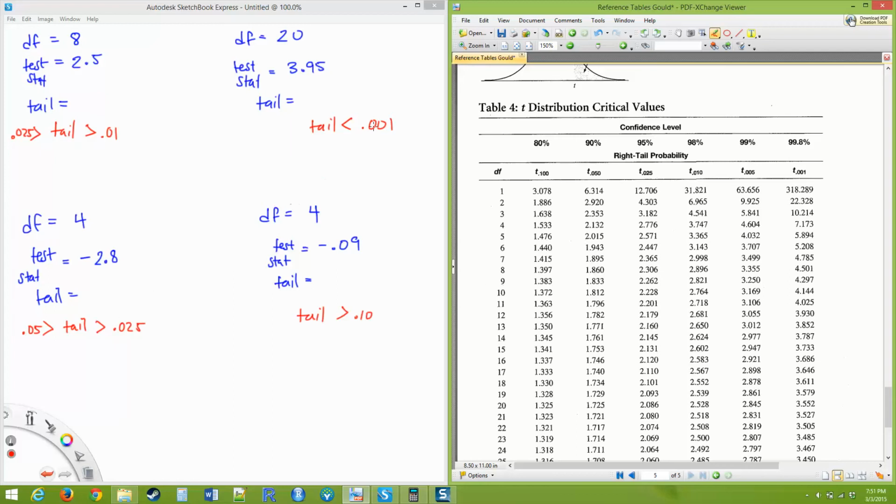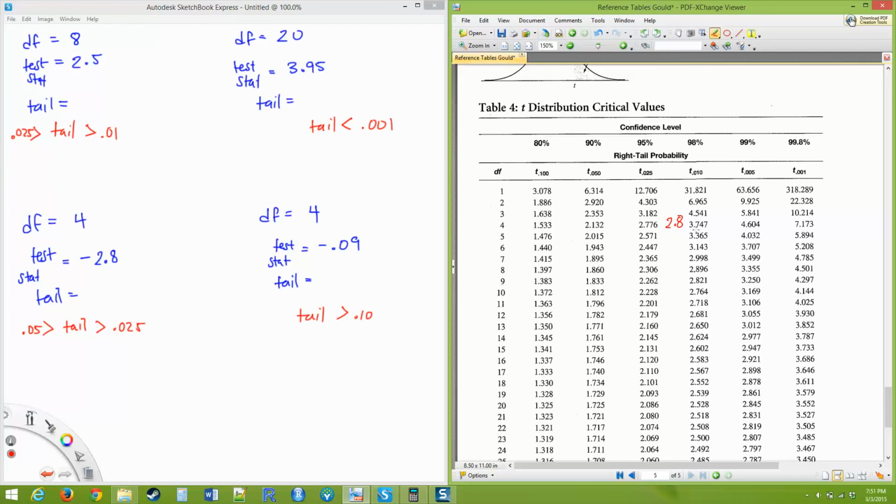Farther away from 0 means less in the tail. Yes. Okay. Now I have negative 2.84 with 4 degrees of freedom. I just said ignore the negative sign. 2.8 is in between 2.776 and 3.747.